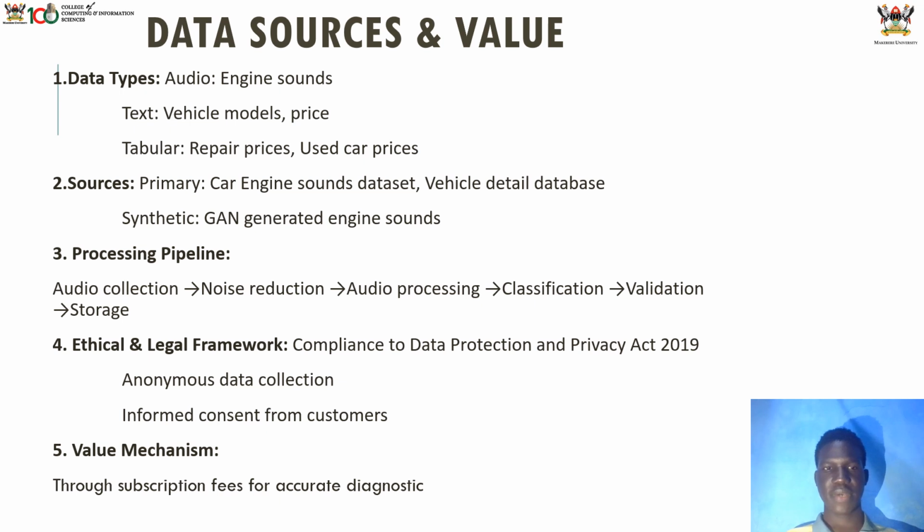Yeah, so data source and value, the sources of data that we use to develop our system. Data types we include audio, where we have the engine sounds. We have text, which includes the vehicle models and their prices. Then tabular, which is almost the same, repair prices and used car prices. Yeah, sources of our information.